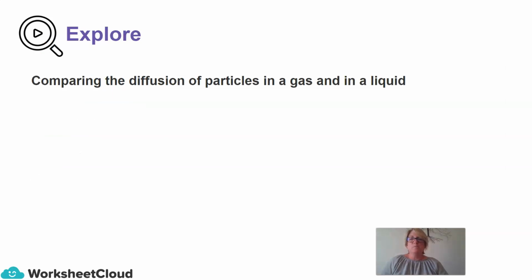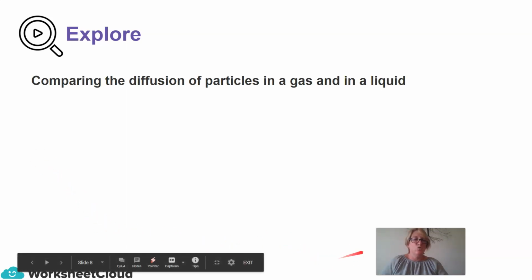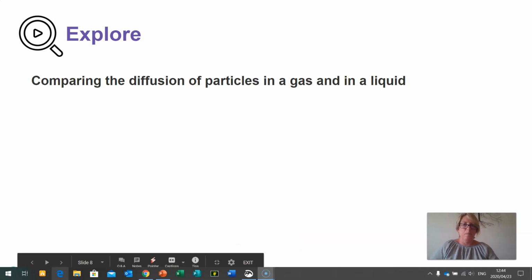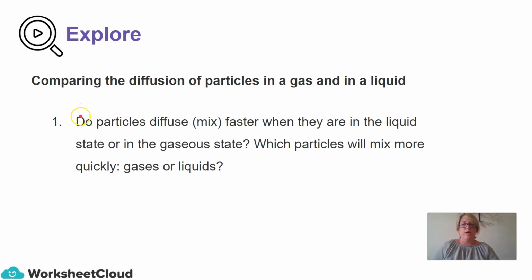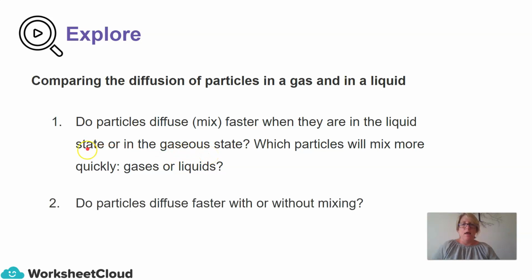So what we're going to be exploring today is we are going to compare the diffusion of particles in a gas to those of particles in a liquid. So the first question we're going to look at is, do particles diffuse or mix faster when they are in a liquid state or in a gaseous state? So which particles will mix more quickly, gases or liquids? And then, do particles diffuse faster with or without mixing?